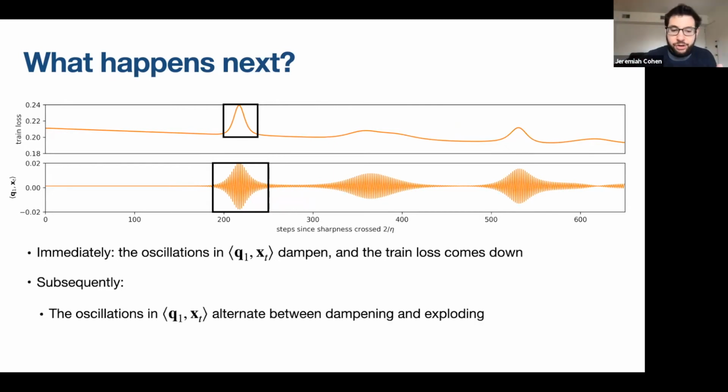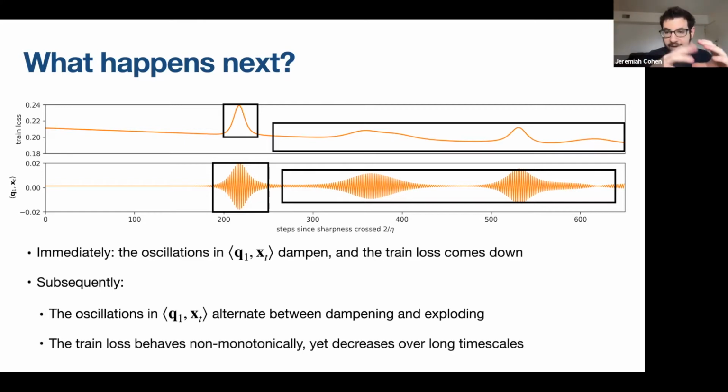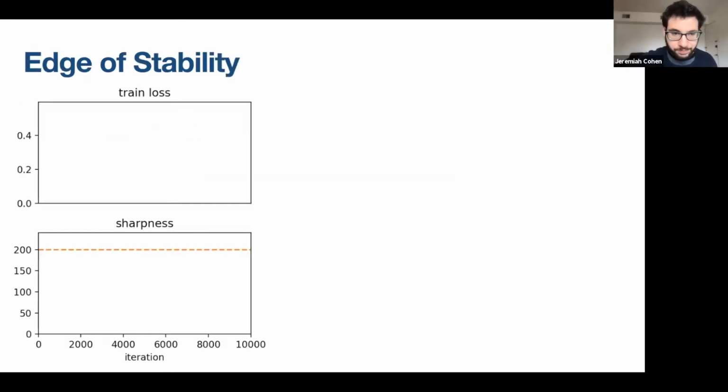And then after that, you can see the oscillations in this quantity. Remember, this is basically how much of the iterate aligns with that high curvature direction. It sort of alternates between exploding and dampening. And the train loss behaves non-monotonically, but it's decreasing over long time scales. So we call that regime the edge of stability. That was just a zoomed in portion of the edge of stability.